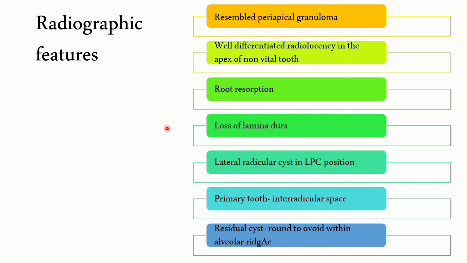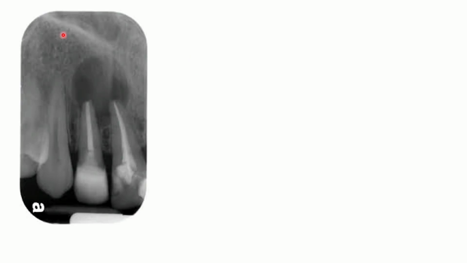Now, in a primary tooth, the radiolucency is going to be seen between the roots, and a residual cyst is going to be visible as a round or ovoid lesion seen in the alveolar ridge, with a history of extraction. So here you can see that there are two root canal treated teeth, and in relation to the apical region you can see a well-defined radiolucency. This is suggestive of a radicular cyst.